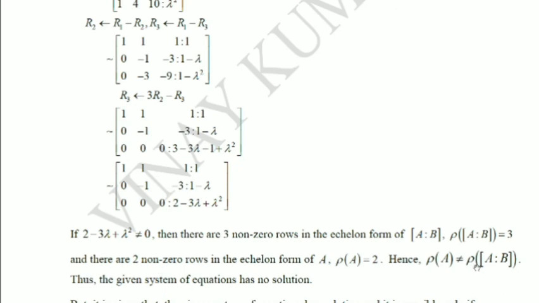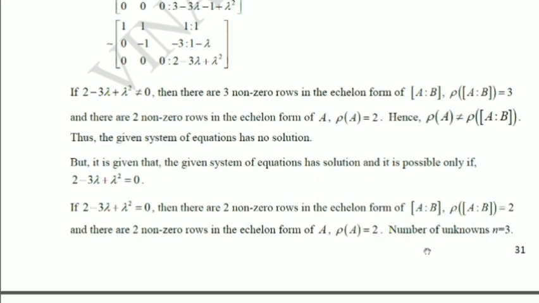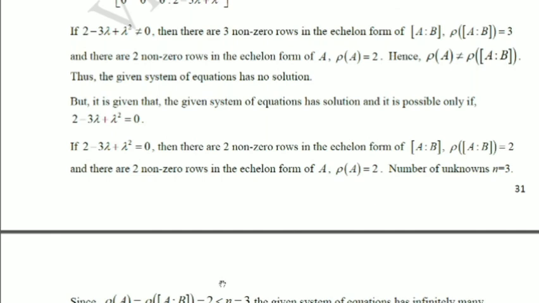These two will be different when this is non-zero. Suppose if this becomes 0, then this is one non-zero row, this is another non-zero row. So rank of the augmented matrix will be 2 and the rank of the matrix A is also 2. Therefore, the system becomes consistent and it will have a solution. And since rank of the augmented matrix and rank of A is 2, which is less than number of unknowns, therefore the system has infinitely many solutions.